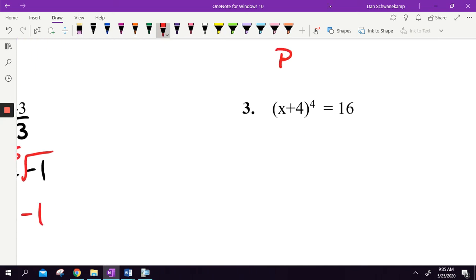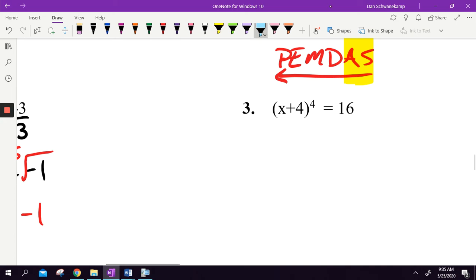Number 3, PEMDAS in reverse. I'm solving for an x. Anytime I solve for an x, PEMDAS in reverse. First thing I'm looking to do is add or subtract. Well, I've got an add or subtract, but it's inside of parentheses, so I can't mess with that. Then I would go multiply, divide. Nothing being multiplied or divided.